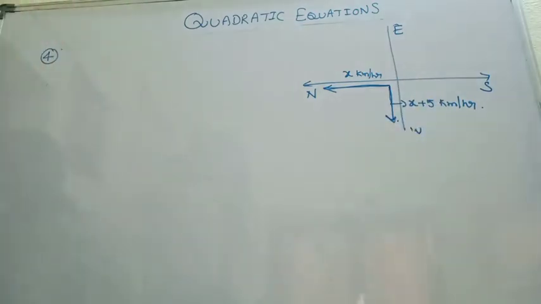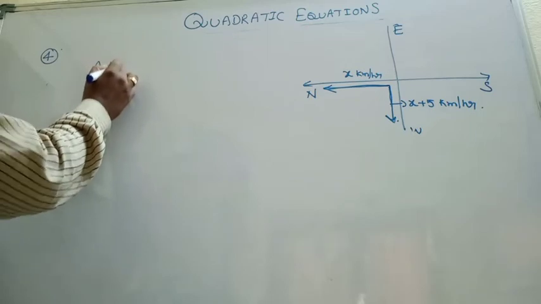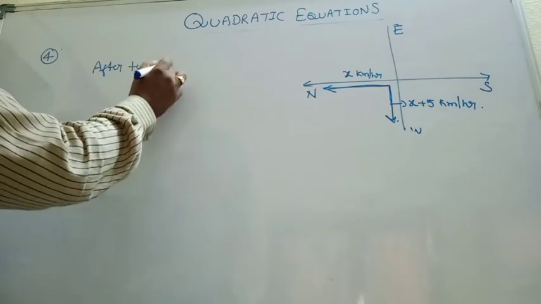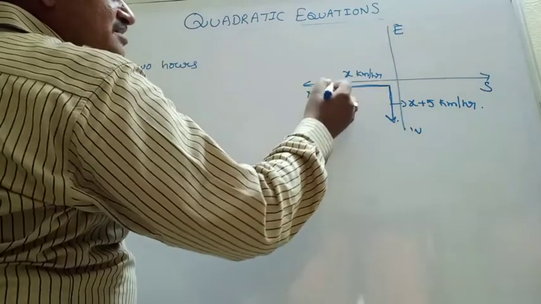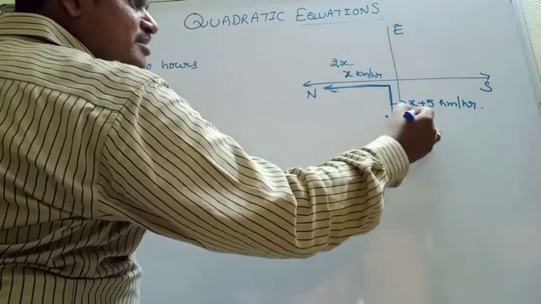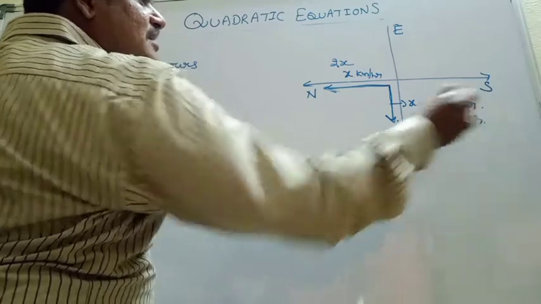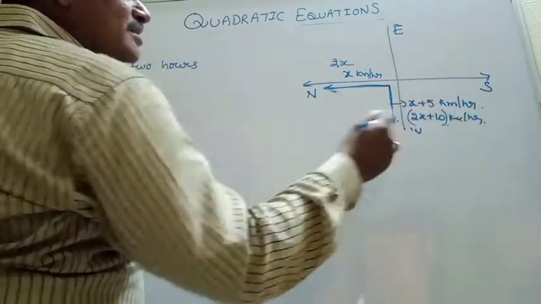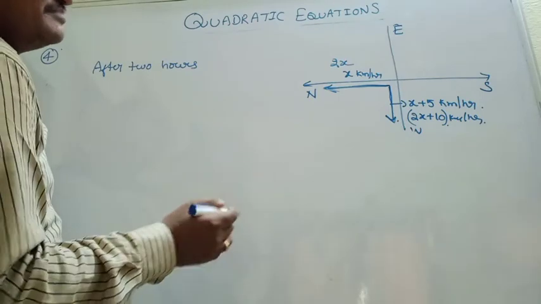Now after 2 hours, my dear students, the distance traveled by the second train is 2x, and the distance traveled by the first train becomes 2x plus 10 kilometers. This is the distance traveled by them.